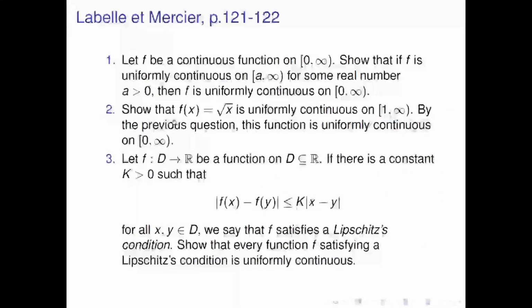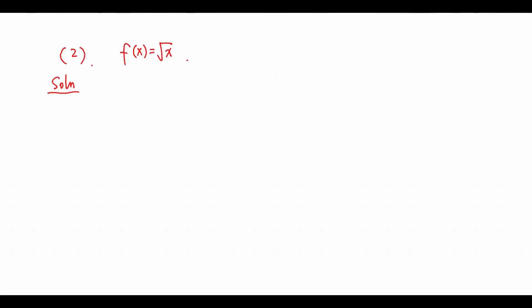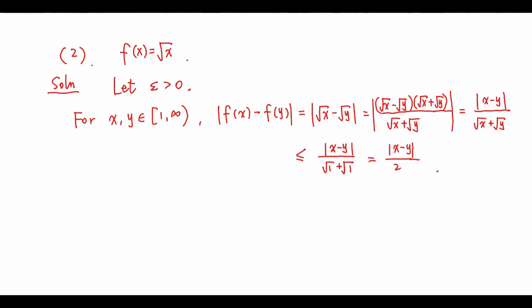Question 2. Show that f(x) equals square root of x is uniformly continuous on the closed interval [1, infinity). By the previous question, it suffices to show this function is uniformly continuous on the closed interval [0, infinity). Solution. Consider this function. Let epsilon be a positive real number. For any real numbers x, y in the semi-closed interval [1, infinity), we have this inequality.